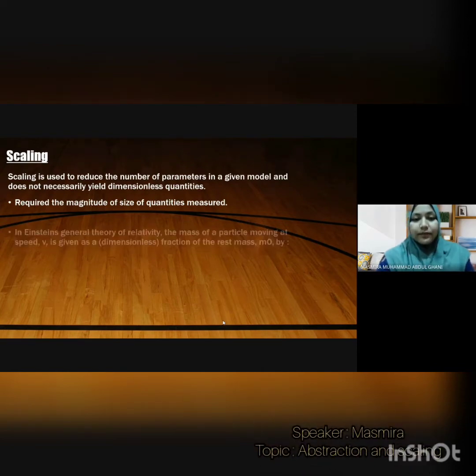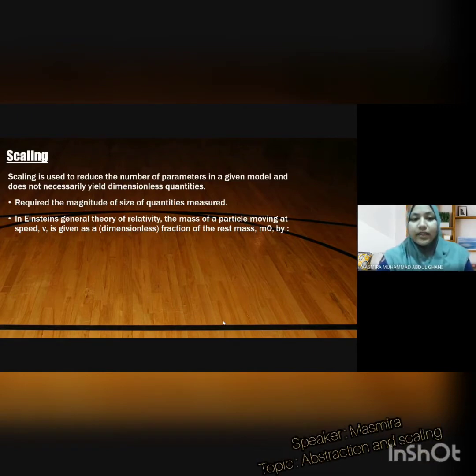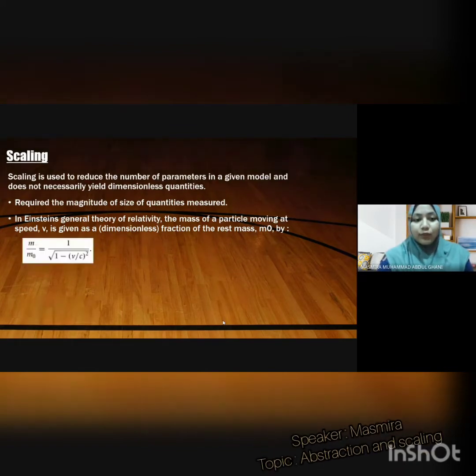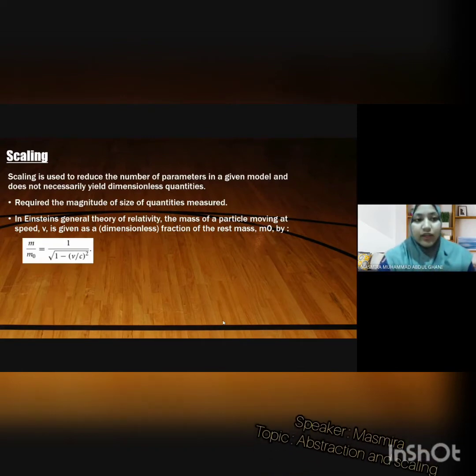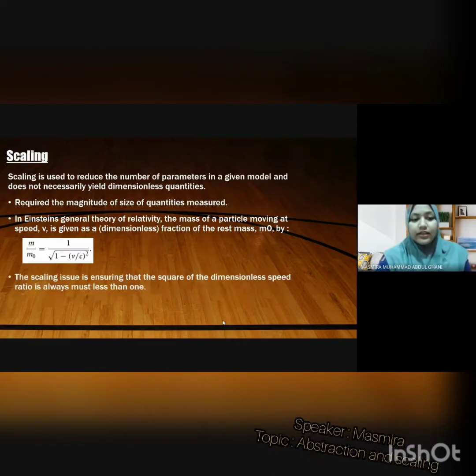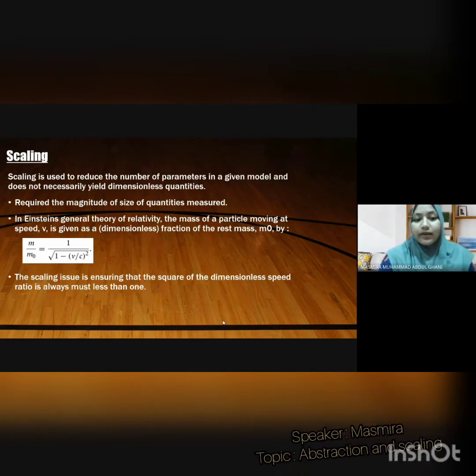Next, in Einstein's general theory of relativity, the mass of a particle moving at speed v is given as a dimensionless fraction of the rest mass m naught. So this is the equation from Einstein's general theory in scaling. The last point is that the scaling issue is ensuring that the square of the dimensionless speed ratio is always much less than 1.